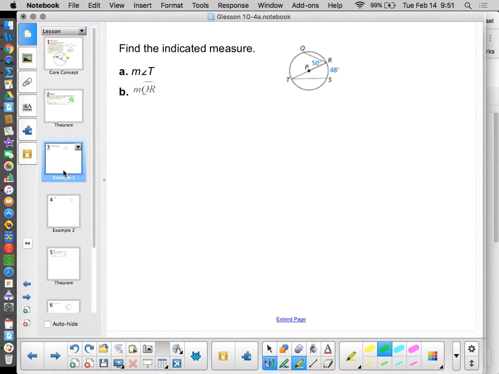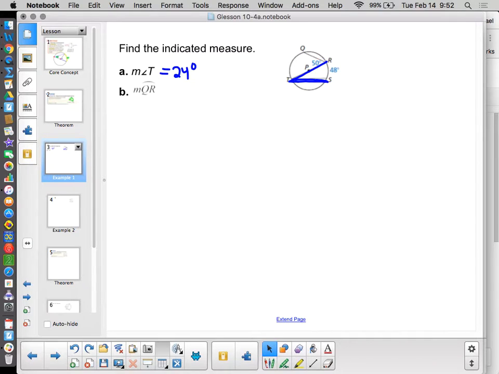So using that theorem, let's find some measures. Now I said the measure of the angle is half the arc. So here I want to find the measure of angle T. Angle T is this angle right here. It does happen to have a diameter of the circle in there, but that really doesn't matter. Could be any two chords. And the measure of the arc is 48, so the measure of the angle has to be half that, so 24 degrees.